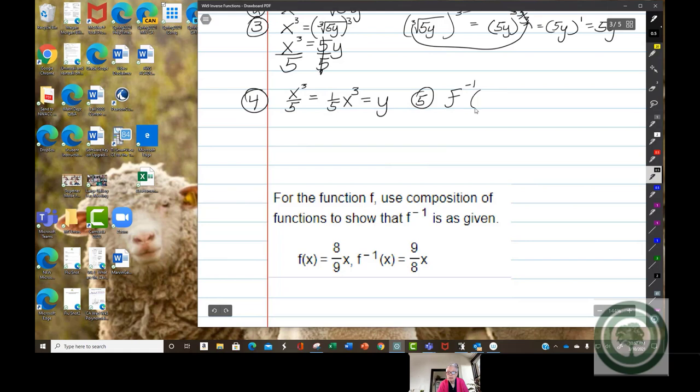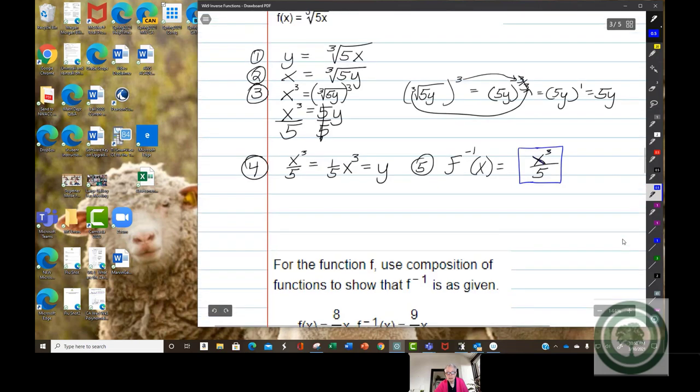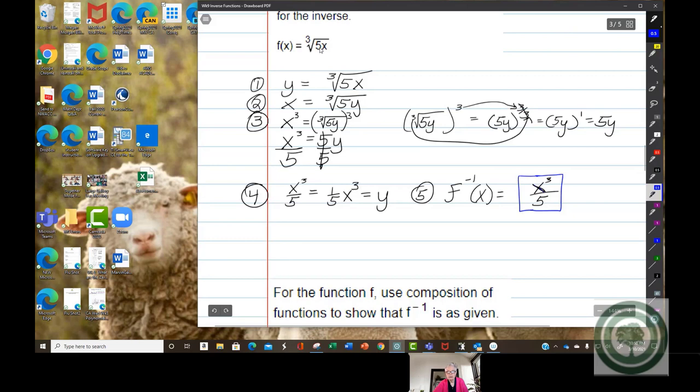F inverse of x equals, let's just say x to the 3rd over 5. They're equally correct, that and that. But you tell me what my math lab wants. If they don't like this, just do that. But there we go. Here's our inverse of this. Yep. Okay.